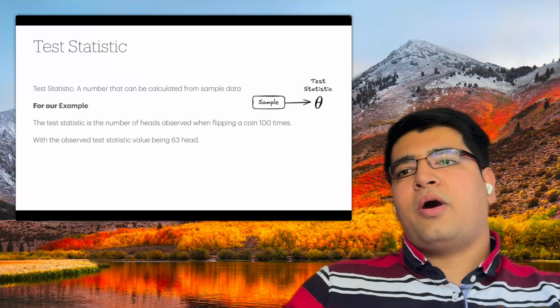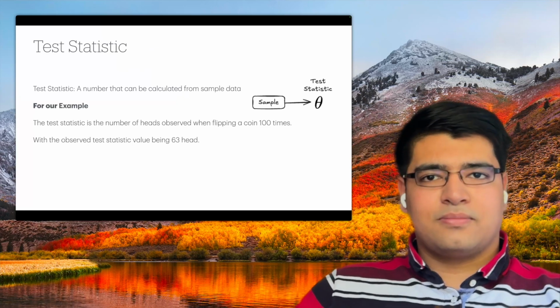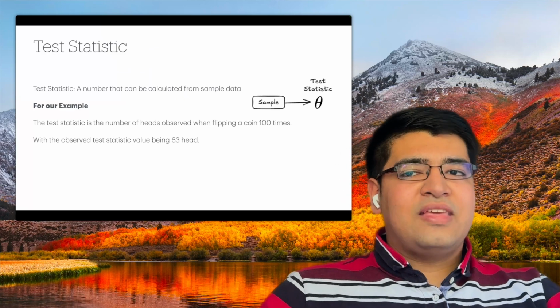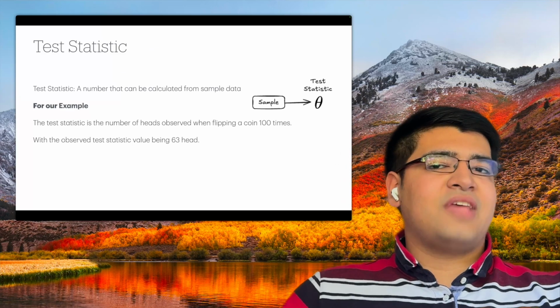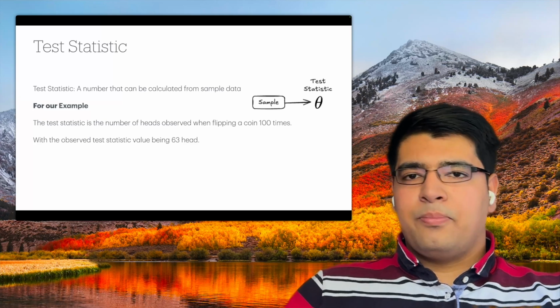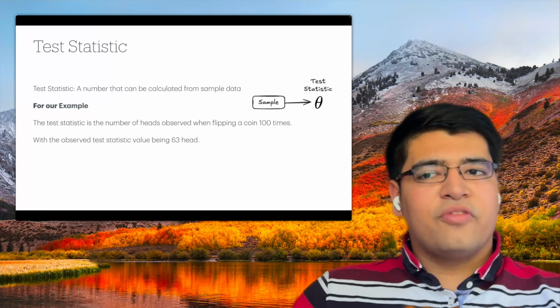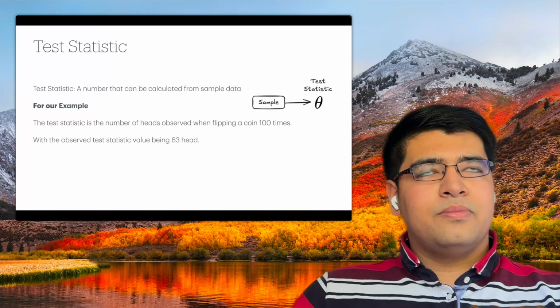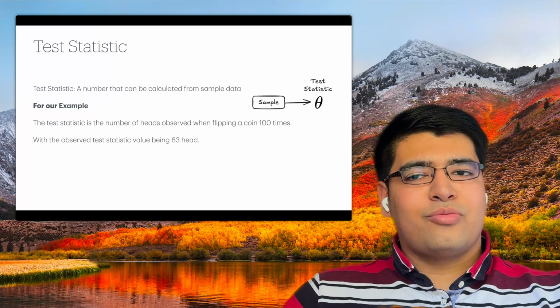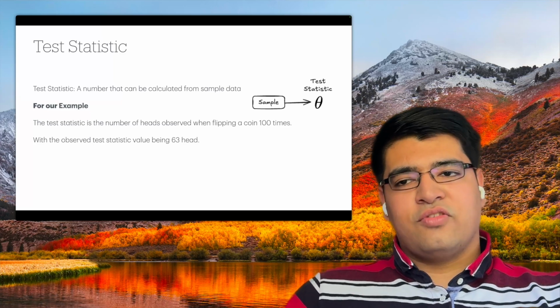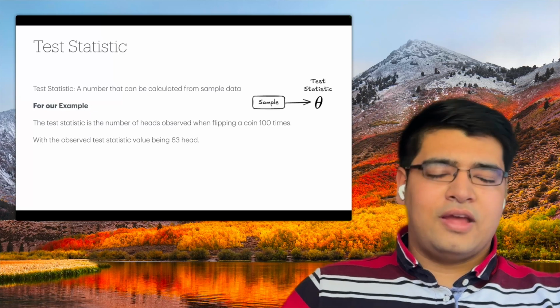After we have the null hypothesis, we determine the test statistic. What is it? The test statistic is a number that can be calculated from sample data. For example, in this case, the test statistic can be the number of heads that we observe when flipping a coin 100 times. The observed test statistic for this case would be 63 heads that we saw.